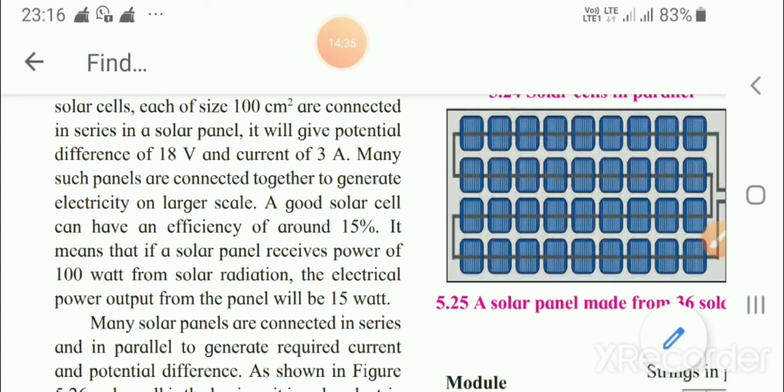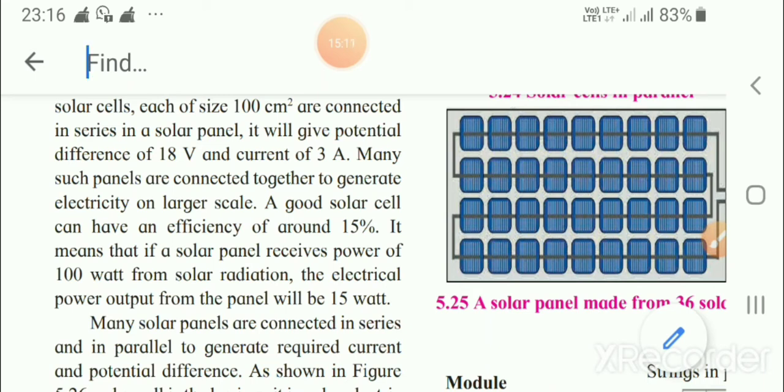A good solar cell can have an efficiency of around 15%. That means if a solar panel receives a power of 100 watt from solar radiation, the electrical power output from the panel will be 15 watt only. Many solar panels are connected in series and many are connected in parallel so that they can generate the required amount of current as well as potential difference.